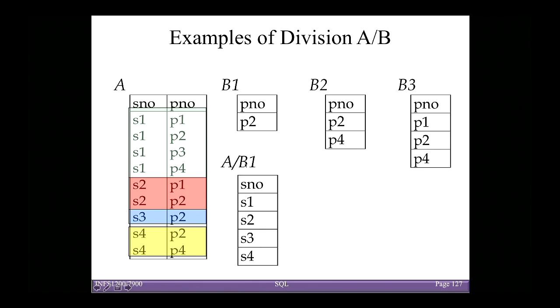A divided by B1 means return things such that their S number is in relation with everything in B1. So I want to return things from A where it is in relation with everything in B1, which is just P2. So I'm returning things which are in relation with P2, which is what? Which is S1, S2, S3, and S4. So all of them are being returned. What do you expect to get from A divided by B2?